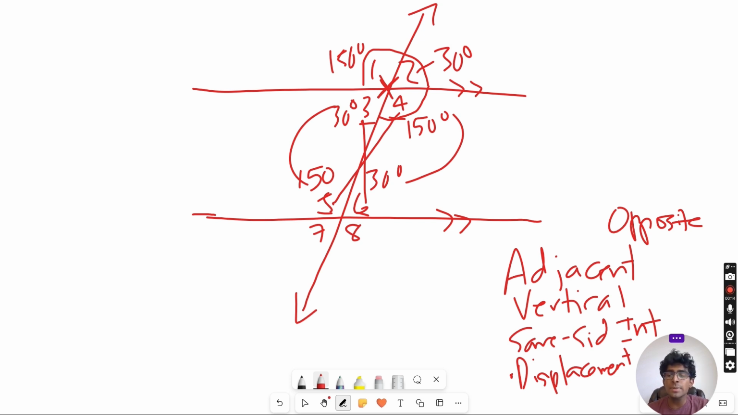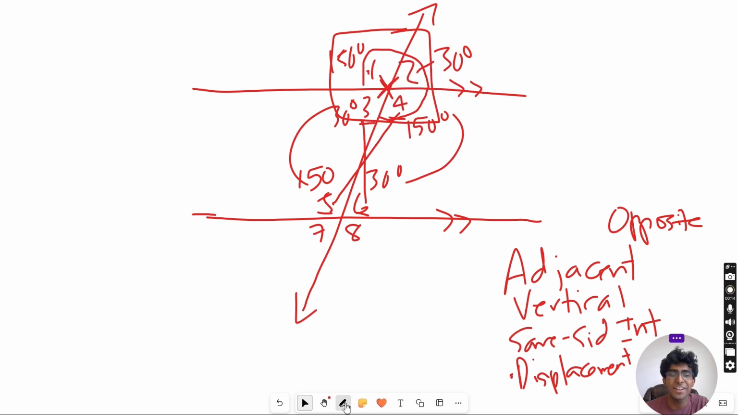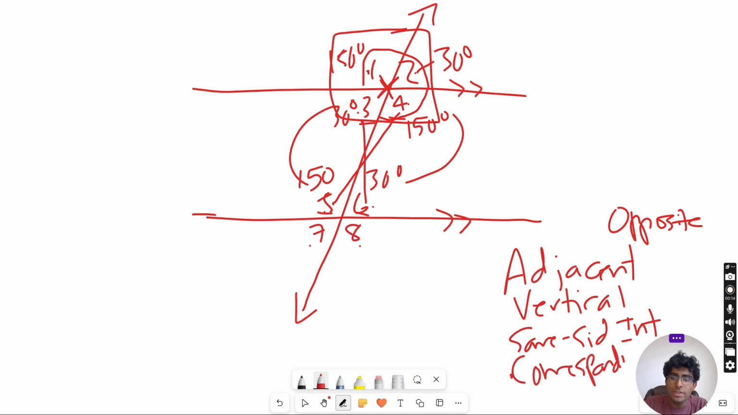And then the displacement one, the name is kind of blanking on me. It's not called displacement, but basically, you could take these 4 angles and correspond them. That's the word. Corresponding angles. Oh my god, I finally got it. Corresponding angles. So angle 1 corresponds with angle 5. Angle 2 corresponds with angle 6. Angle 3 corresponds with angle 7. Angle 4 corresponds with angle 8. I'm going to write it down. That's the official name, guys. Corresponding angles.